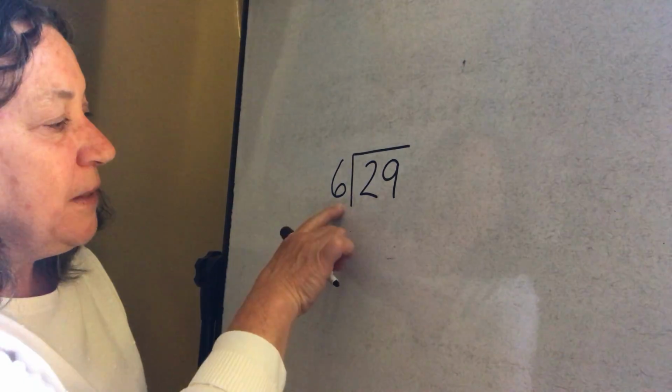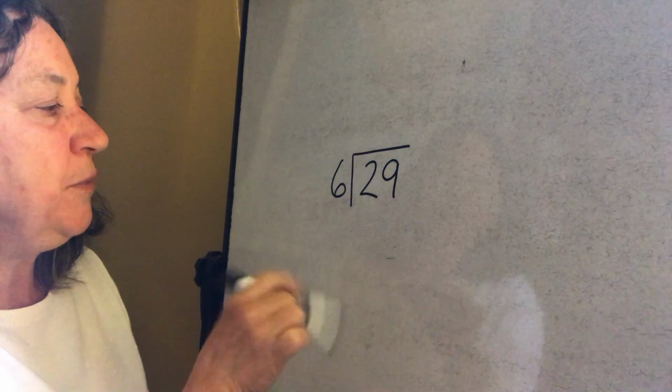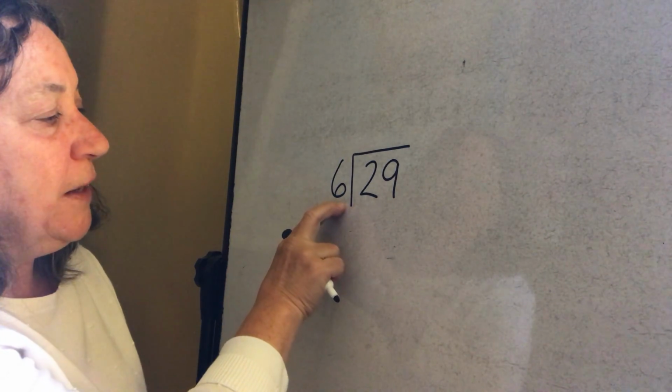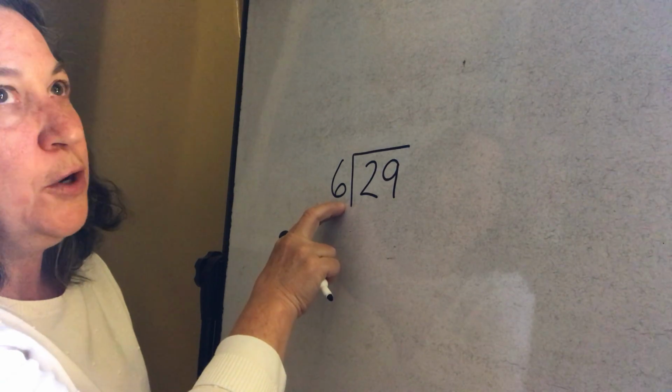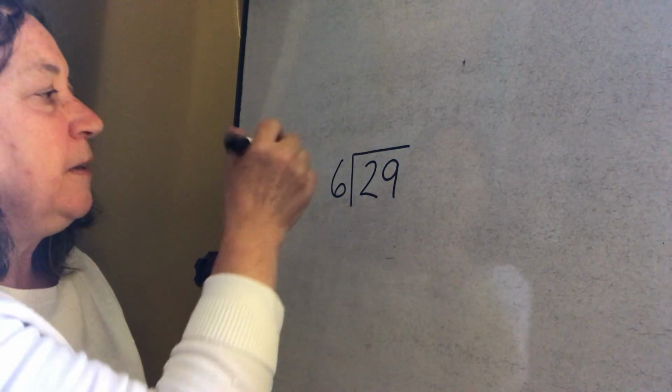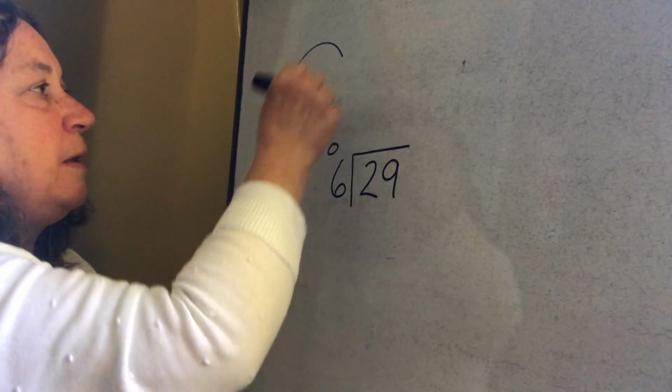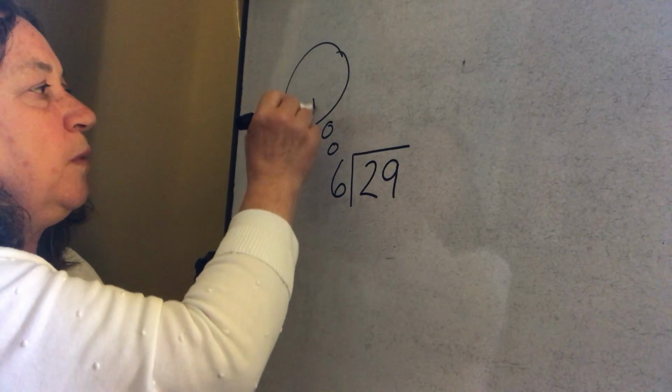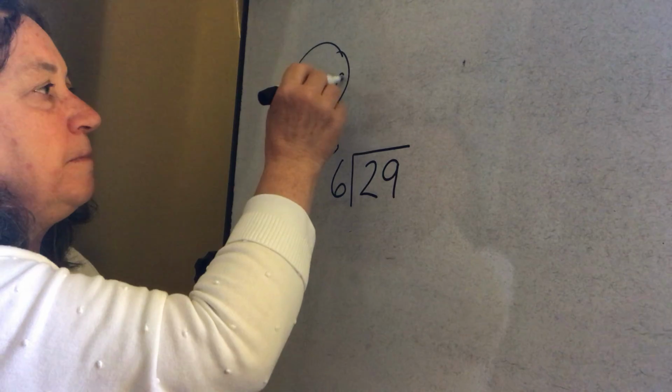So I'm looking at my 6 tables now. How do I know that? Well, because I'm trying to divide it into 6 baskets. So I need to know how many will be in each basket. So I'm thinking about my 6s. So in my thought bubble, I'm thinking 6 times what would be close to 29.